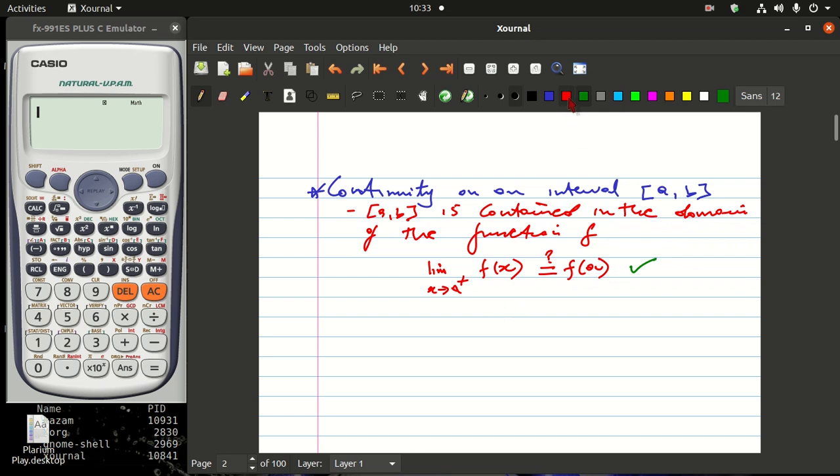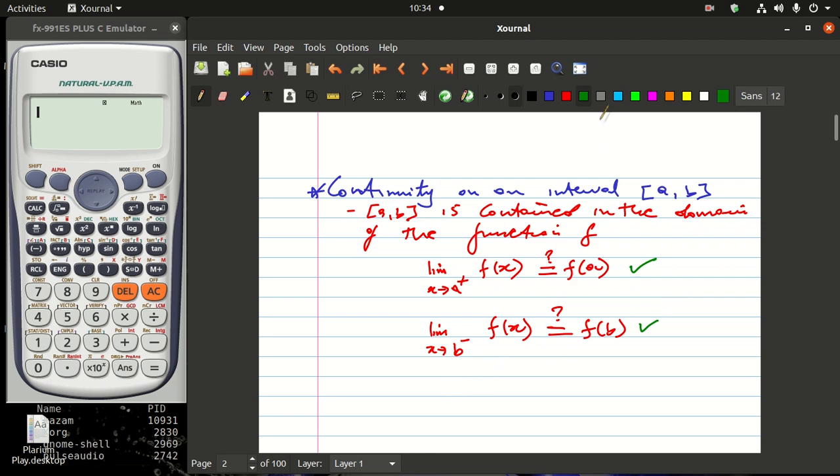And then secondly, they want you to find the limit as x approaches b, but b now from the left, of f of x. Is this equal to f of b? That's a question mark.